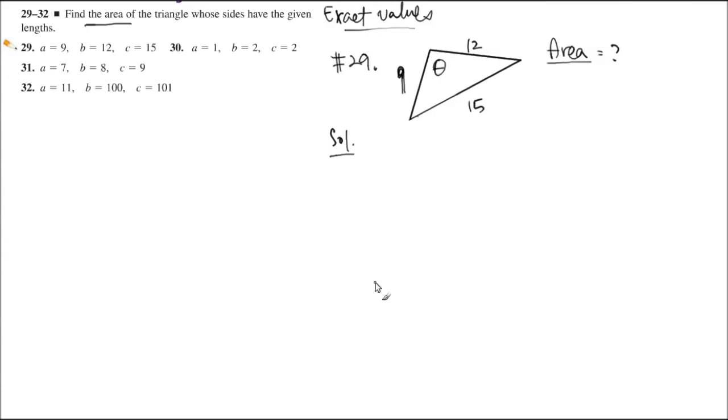All right. Then we're going to calculate cosine theta. Up to here is the same. So how do you calculate cosine theta? 2 times 12, is that the adjacent side? 9 and 12, so 9 squared plus 12 squared minus 15 squared, correct?